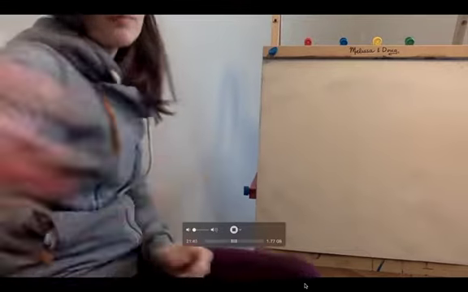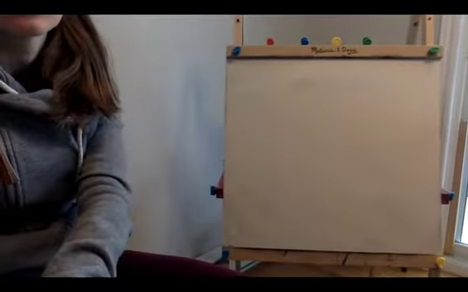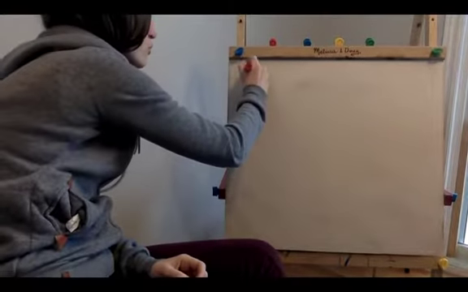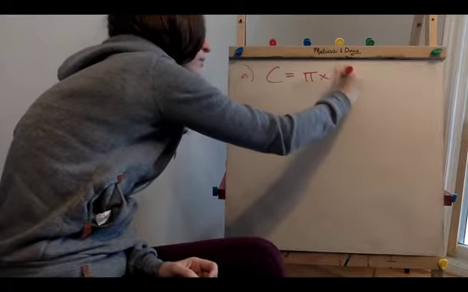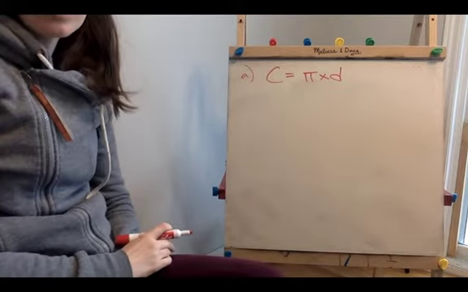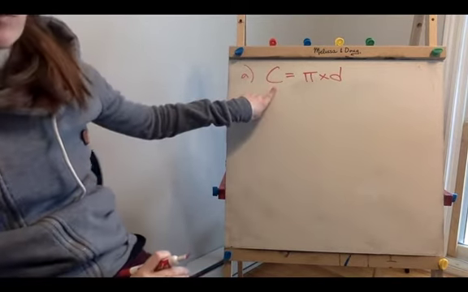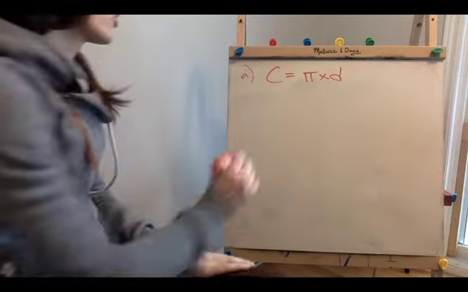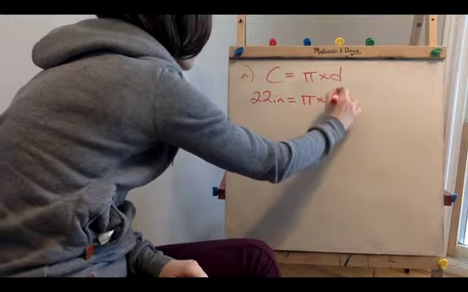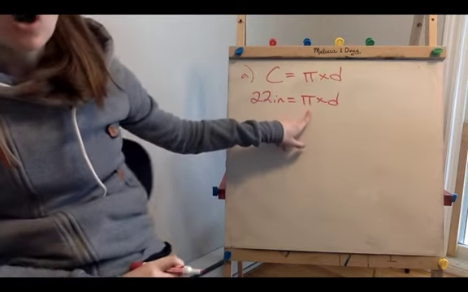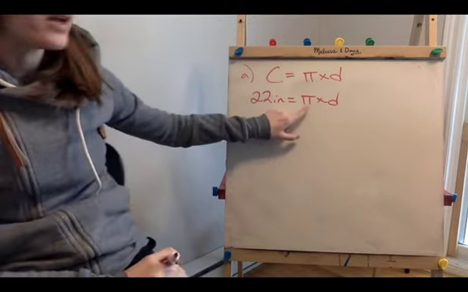So with circumference, here we go. You might remember circumference was equal to pi times the diameter. We know the circumference, we don't know the diameter. The circumference was 22 inches. And pi is just a constant of 3.14159, or it's a button in your calculator.